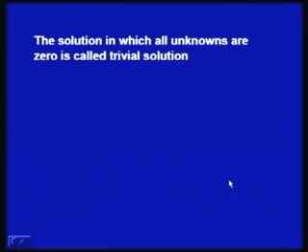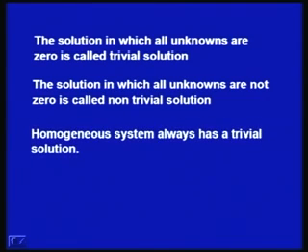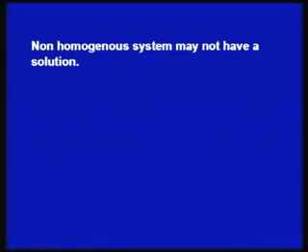The solution in which all unknowns are 0 is called the trivial solution. So, a homogeneous system will always have a trivial solution, that is why it is consistent. And the solution in which all unknowns are not 0, some of them may be 0, but at least one is non-zero, is called a non-trivial solution. So, a homogeneous system always has a trivial solution. It may or may not have a non-trivial solution. However, if we have a non-homogeneous system, then it may not have a solution.